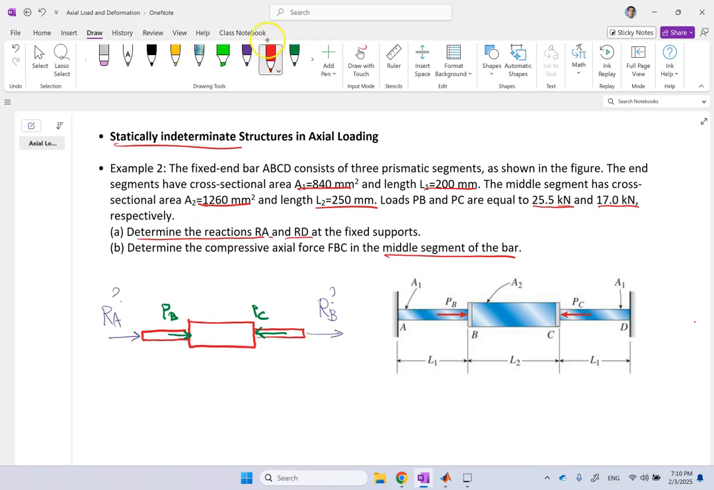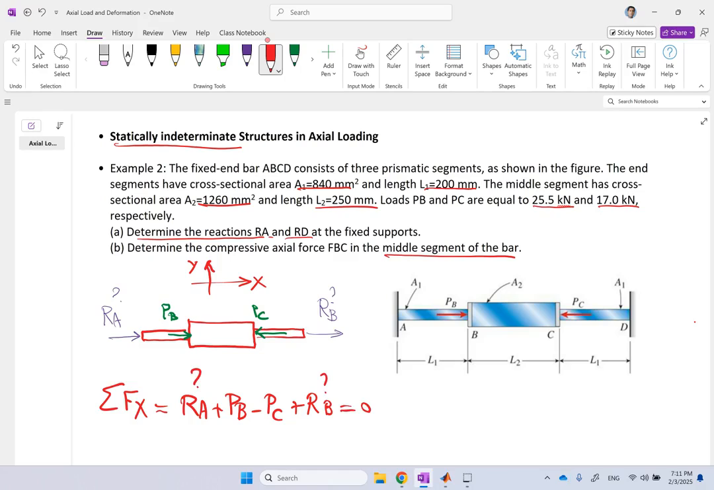Now, clearly, if you write your equation in the x direction, you only get one equation, which is RA plus PB minus PC plus RB equals 0. You see, one equation with two unknowns. That's statically indeterminate. So what can we do now?